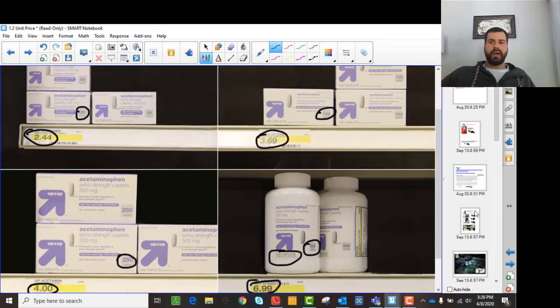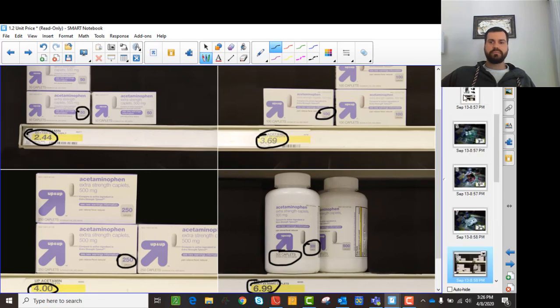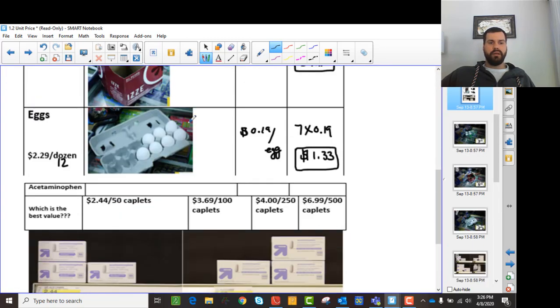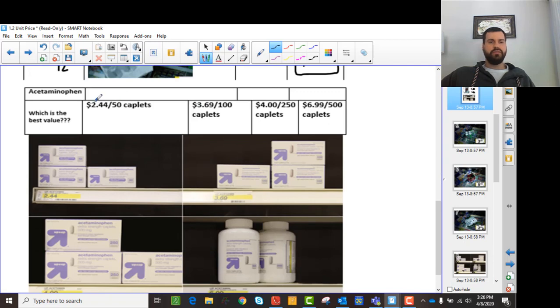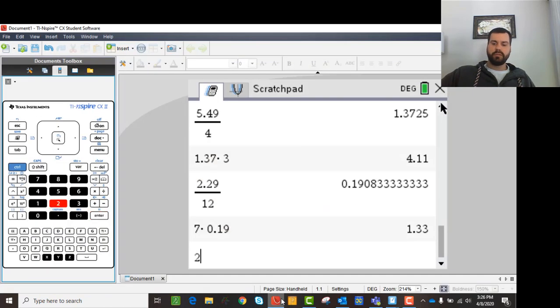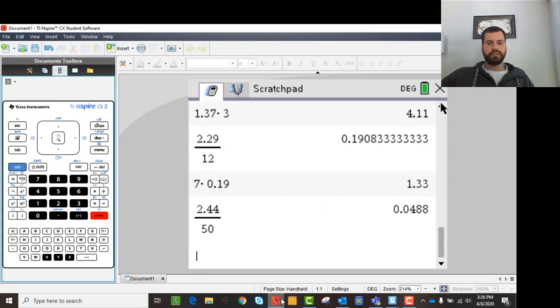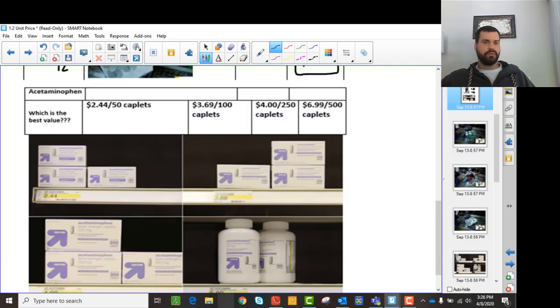So again, I'm going to jump back to my chart here. But my unit price is going to be $2.44 divided by 50, $3.69 divided by 100, 4 divided by 250, and $6.99 divided by 500. So I'm going to do each of those. I'm going to go $2.44 divided by 50 first, and that's 0.0. We're going to round up to 5. Okay. So it's about 5 cents per capsule or caplet.